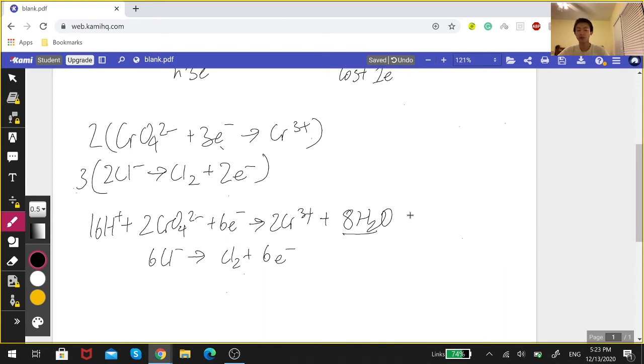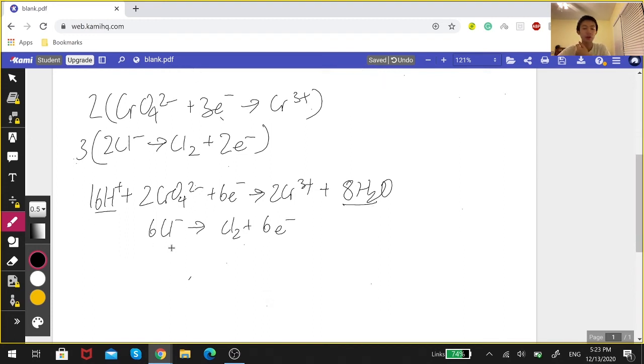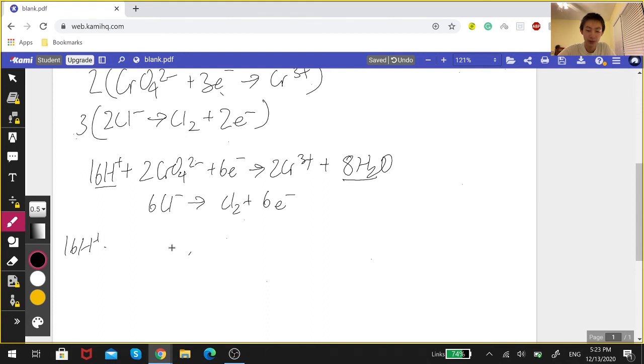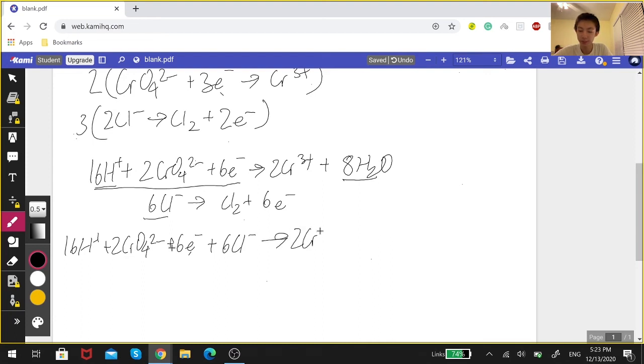When you're writing hydrogen, do not ever write H2. Always write it as H+. Now 16 H+, 16 H+, 8 O, 8 O, and the Cr is balanced out. Everything's balanced. For the second part, there is no oxygen or hydrogen, so we don't need to balance anything and we leave it as it is. Now I'm going to write everything: 16 H+ plus 2 CrO4 2- plus 6 electrons, then the second half of the left side, then yields the first half of the right side, and then the second half of the right side.